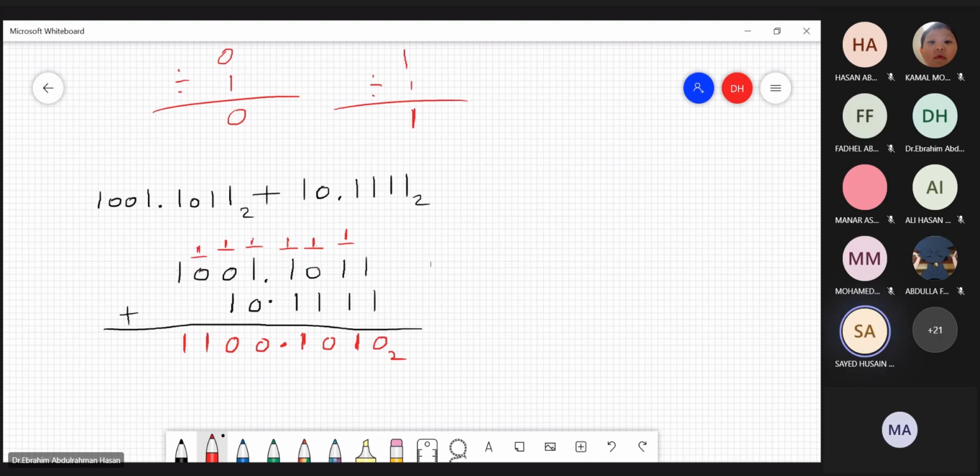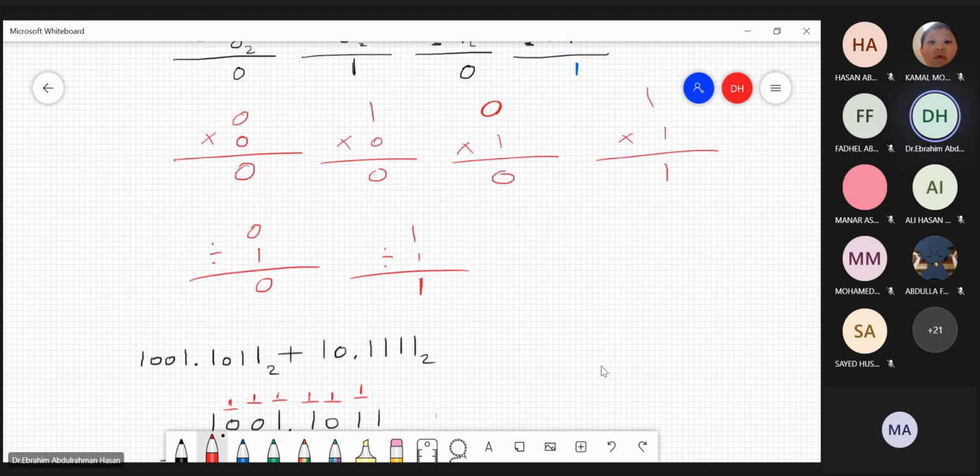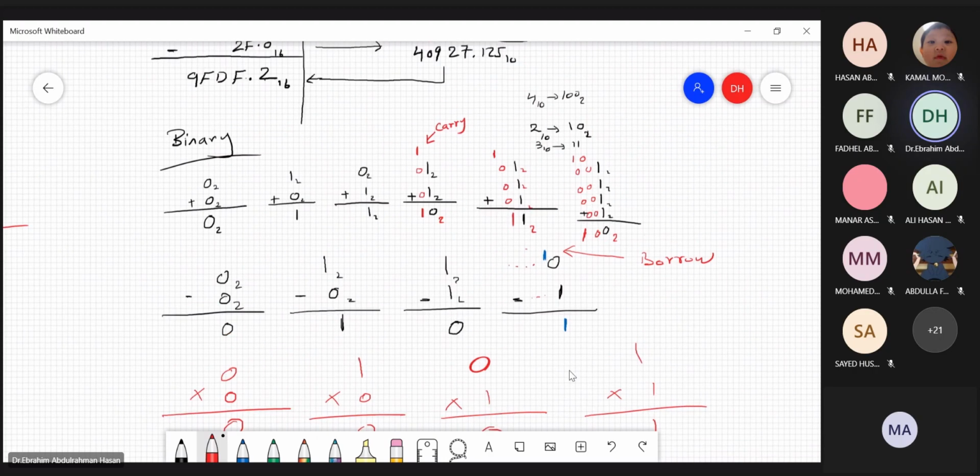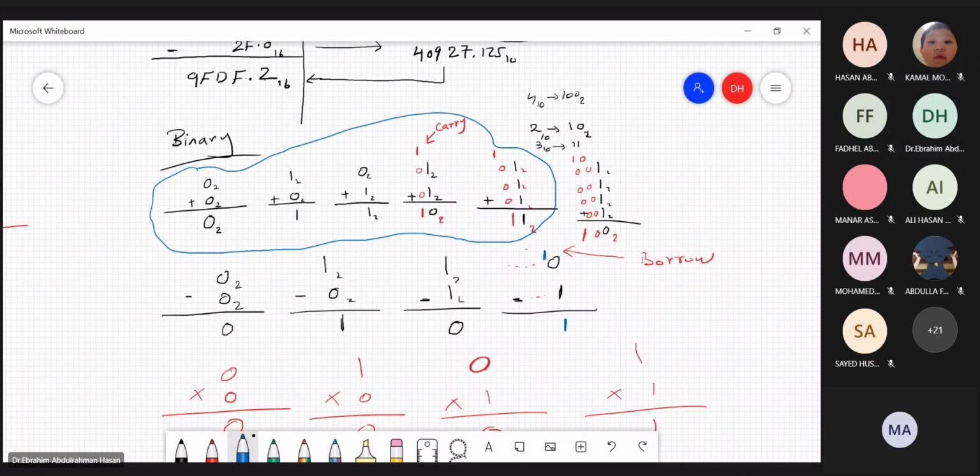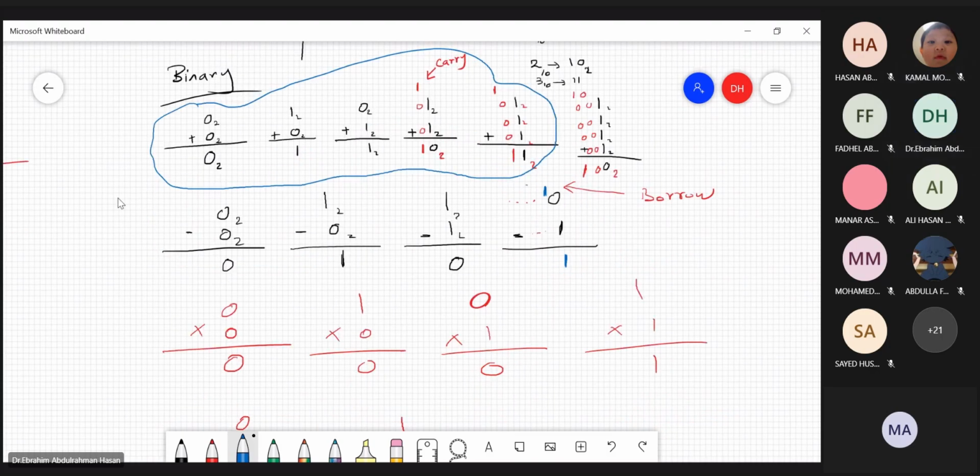Doctor, can you repeat it again? Okay. All I'm doing is applying the rule that you learned at the beginning. So if you know this, 0 plus 0 is 0, 1 plus 0 is 1, 0 plus 1 is 1, 1 plus 1 is 0 carry 1. And 1 plus 1 plus 1 is 1 carry 1. So if you know this, then it will be very easy.